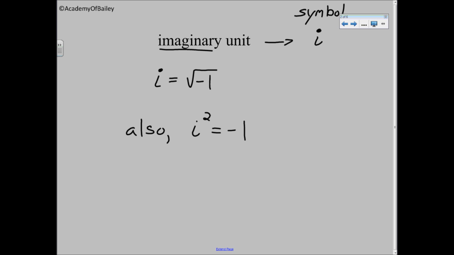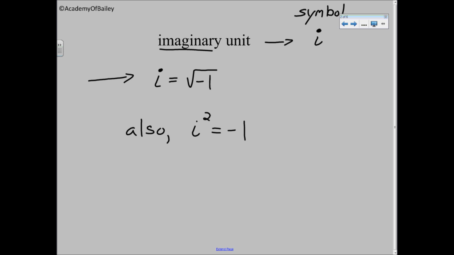I always write it with the little leg on the bottom of it. It's just a habit. I write my t's like that so they don't look like plus signs. Okay, an imaginary unit. So i is equal to the square root of -1.